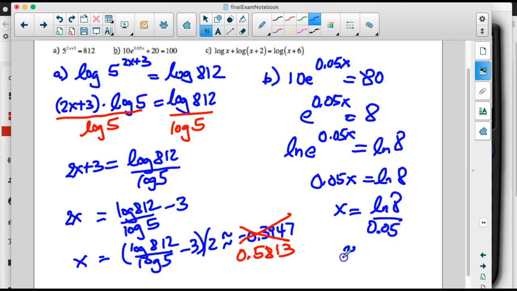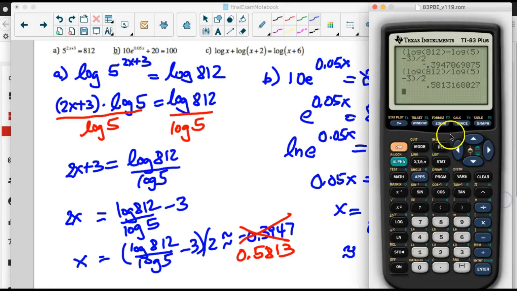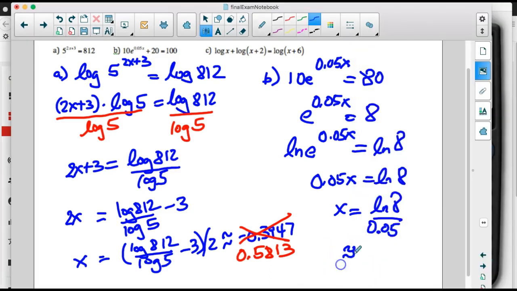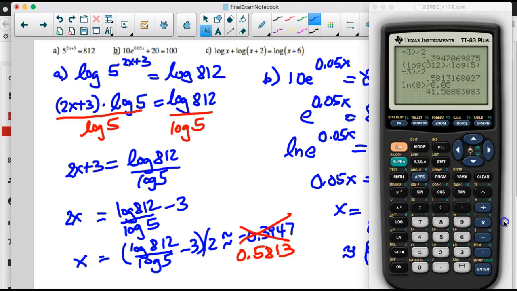That's approximately, let's figure out what that is, ln of 8 divided by 0.05. We get 41.59 approximately. Let's verify on the calculator.